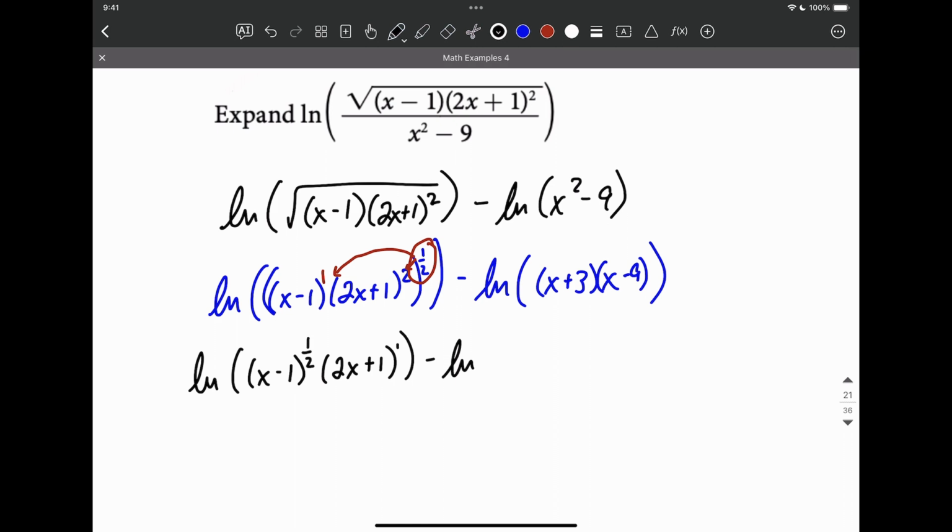For the time being, I'll just bring along our second natural log, x plus 3, x minus 3. Sorry, this should have been a 3 on the inside here instead of a 9. All right. From here, let's say we have a multiplication going on the inside of this first natural log. Multiplication becomes addition between two separate logs.